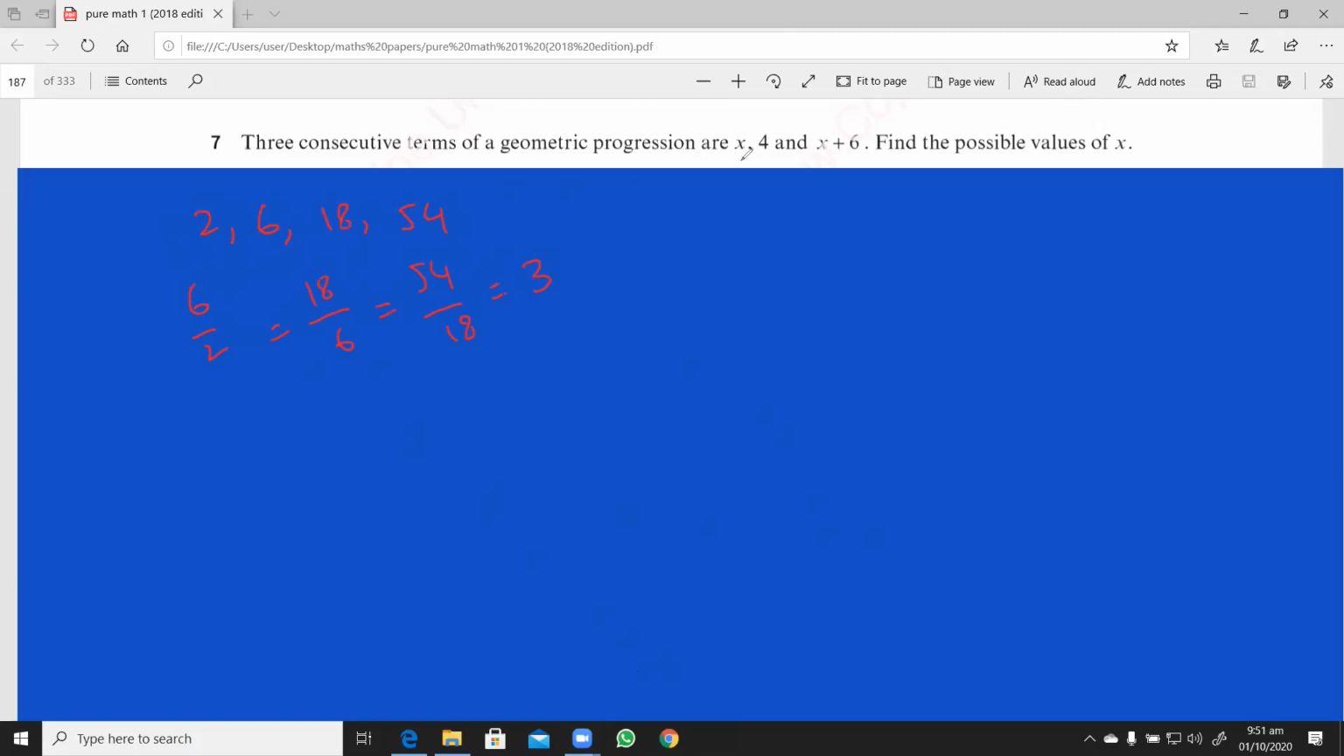Now it says we have these three terms. So we have to find the possible values of x. So we have to use the same concept here, that this is x comma 4 comma x plus 6. So 4 over x should be same as x plus 6 over 4. Okay, got it? So that is how this will be.